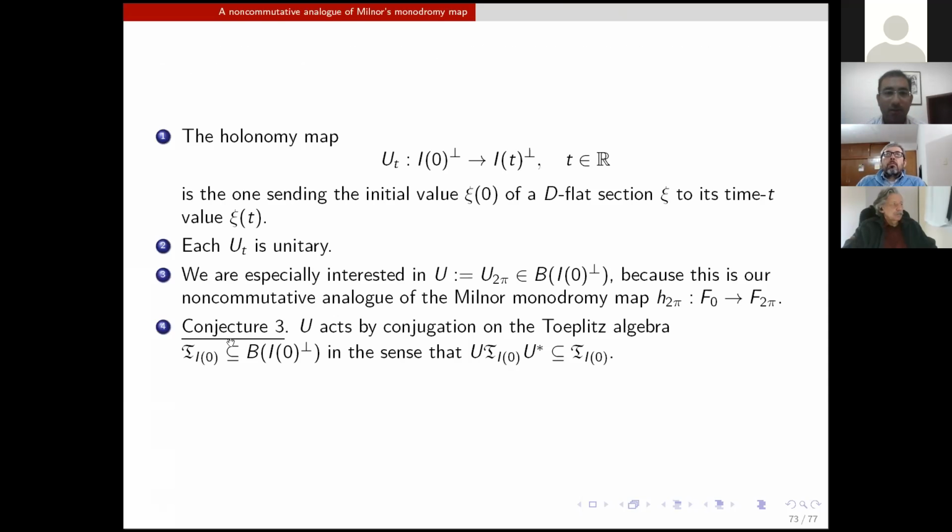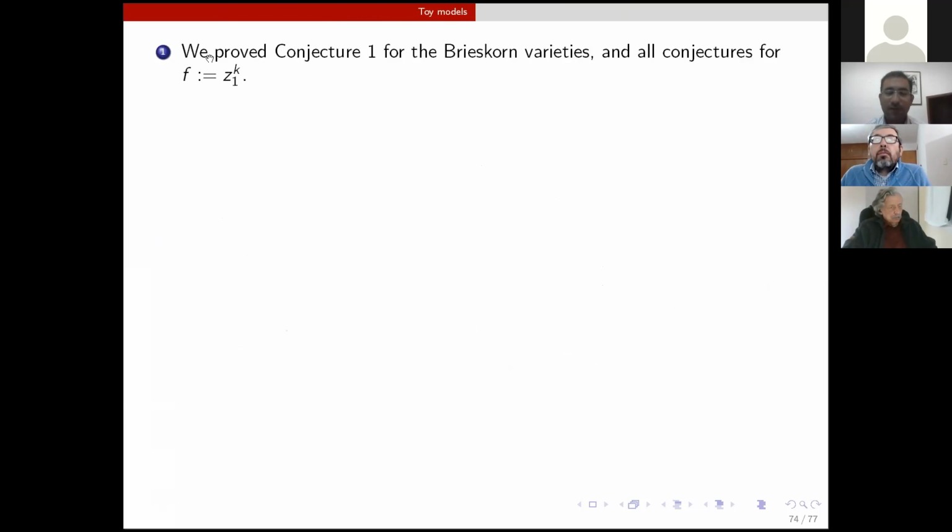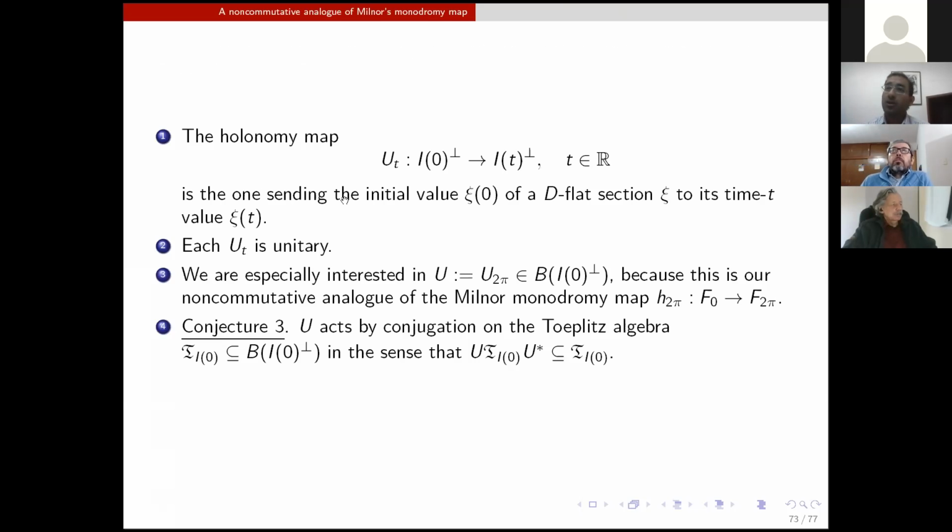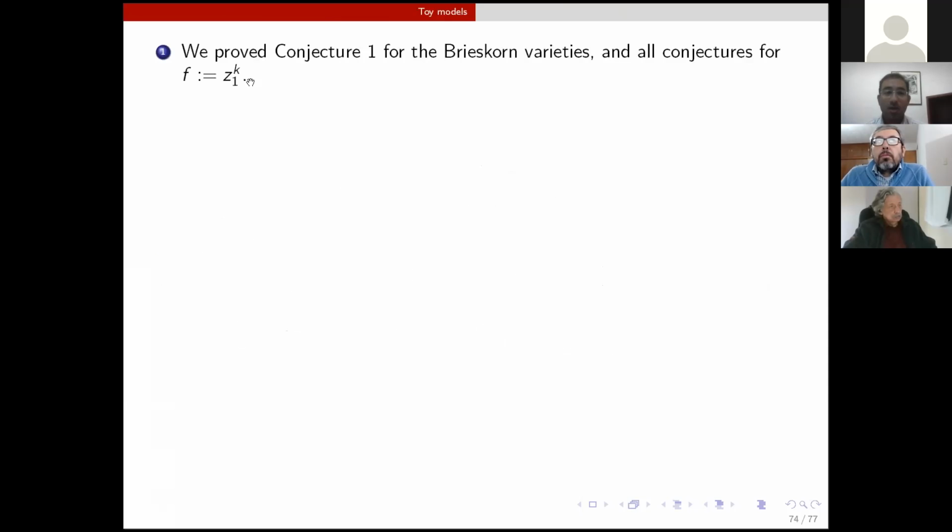In the last slide, I am going to tell you what we have done to support these conjectures, these three bold conjectures. So first of all, we had three conjectures, right? The conjecture 1 is about the smoothness, the conjecture 2 is about the transport equation. The parallel transport equation is always solvable at every time t, or at least from time 0 to 2 pi. The conjecture 3 is about the conjugation of the unitary map with the Toeplitz algebra. So the conjecture 1 we have checked for all Toeplitz, for Briscoe varieties.